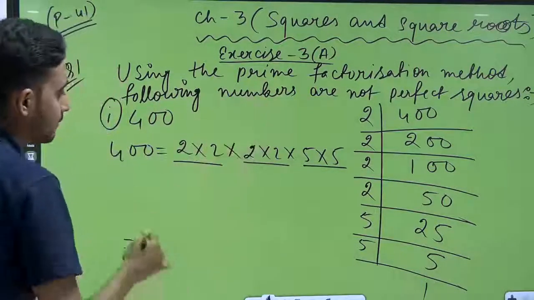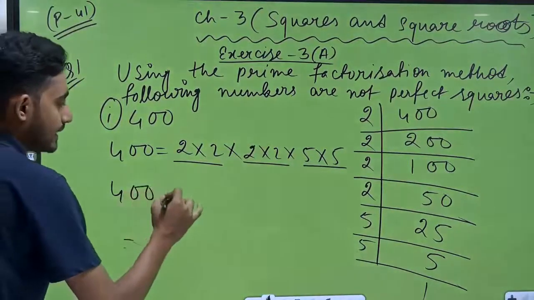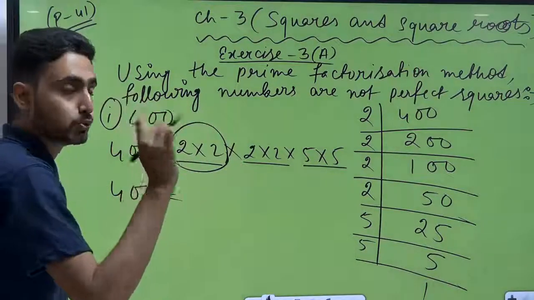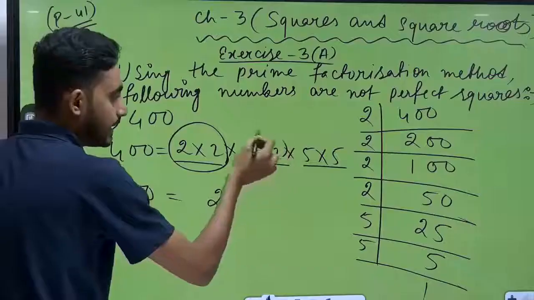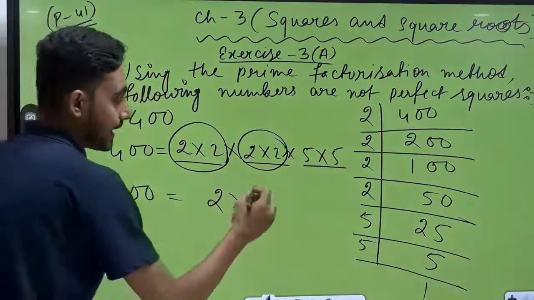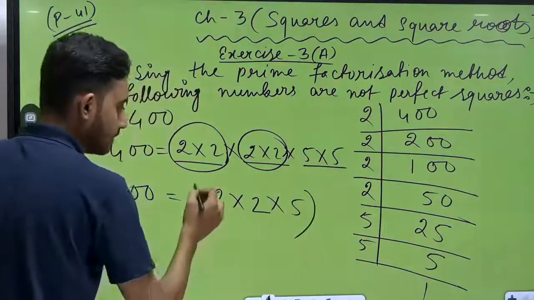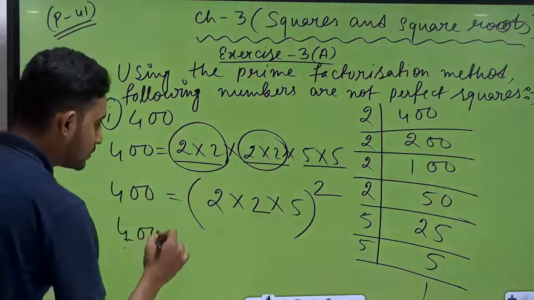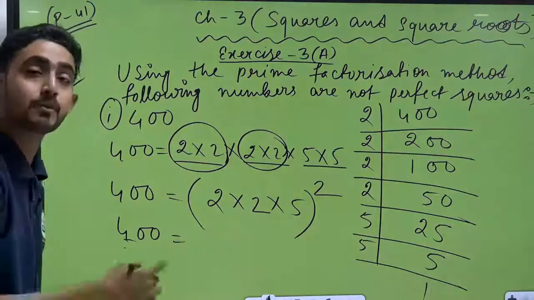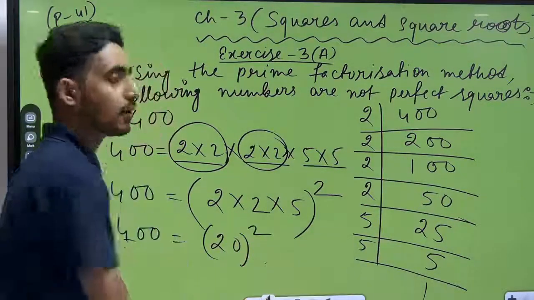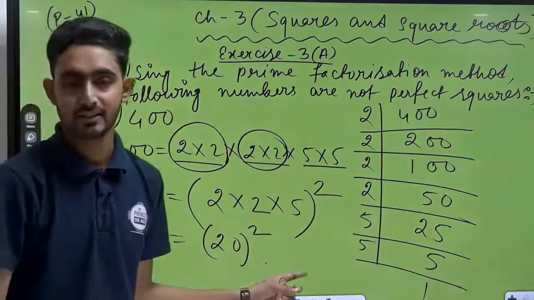Now how do we write this? We can write down like this. 400 is equal to, from the first pair I will take one 2, from the second pair I will take another 2, and from the third pair I will take one 5, and write down, give a bracket and a whole square. Okay, now 400 is equal to, let's multiply: 2 twos are 4, 4 fives are 20. So we can say 400 is the perfect square of 20. That is your complete answer. Okay, all of you understood? Where is the question?